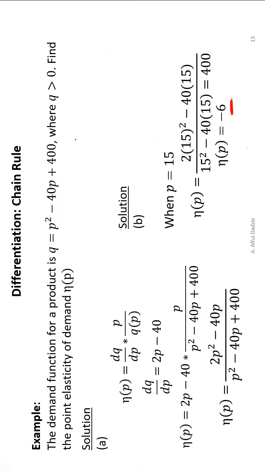Now, we have elastic demand, inelastic demand, and unit elastic demand. When it is a negative value, when the elasticity of demand is negative.